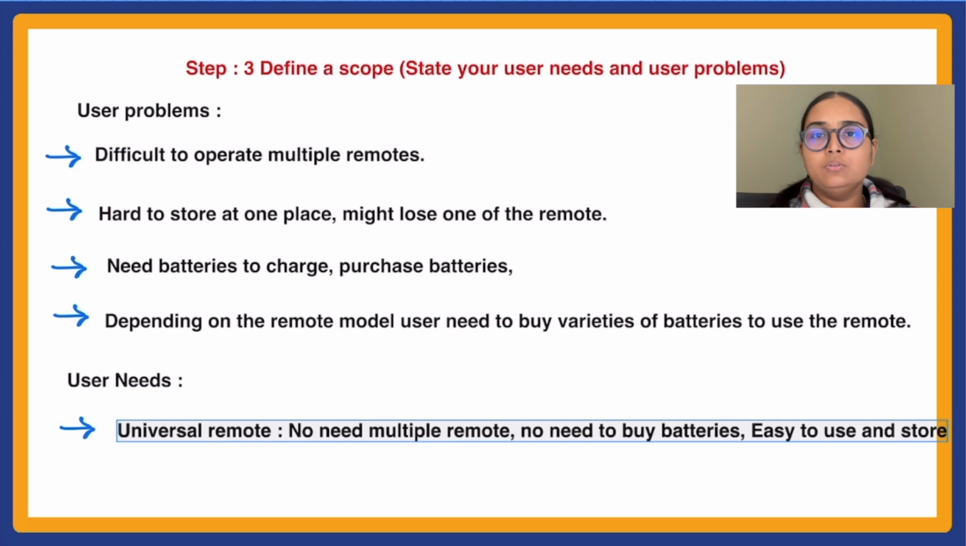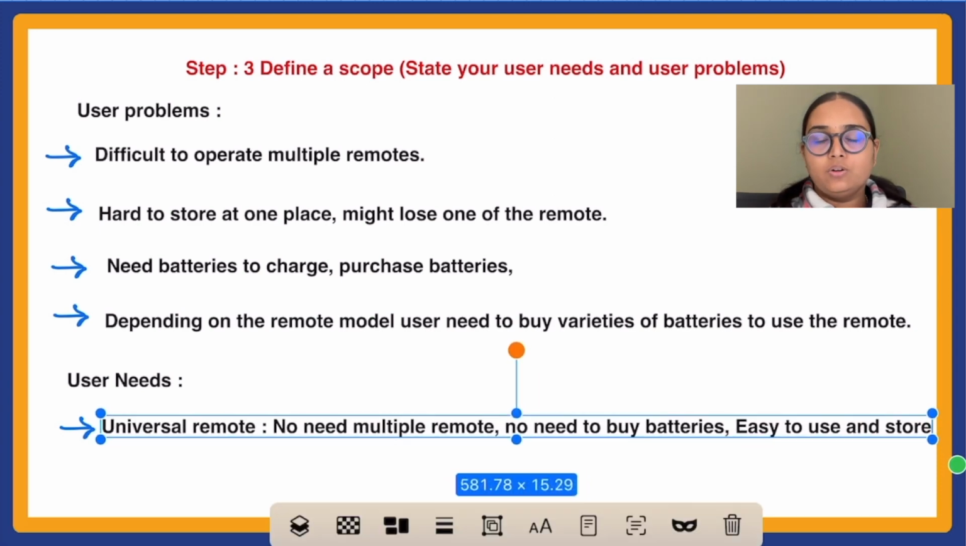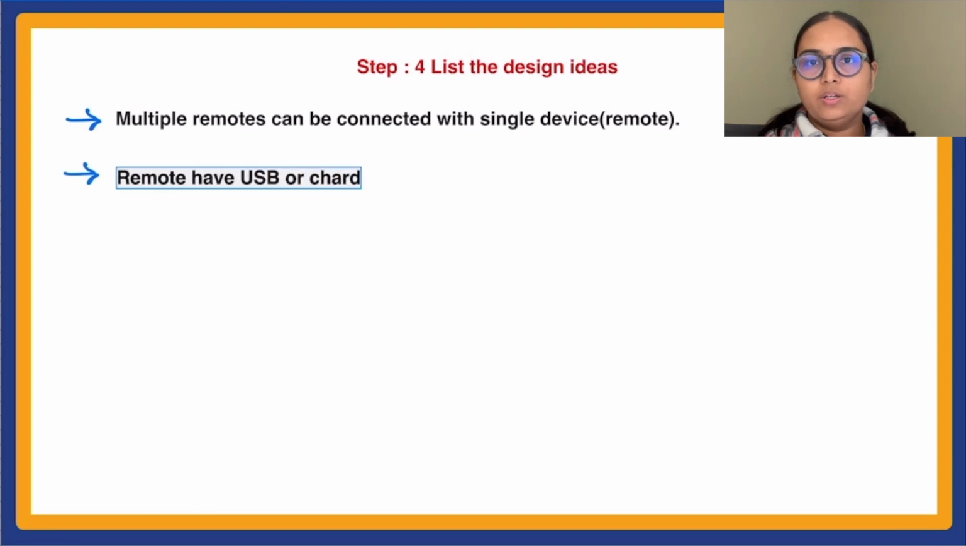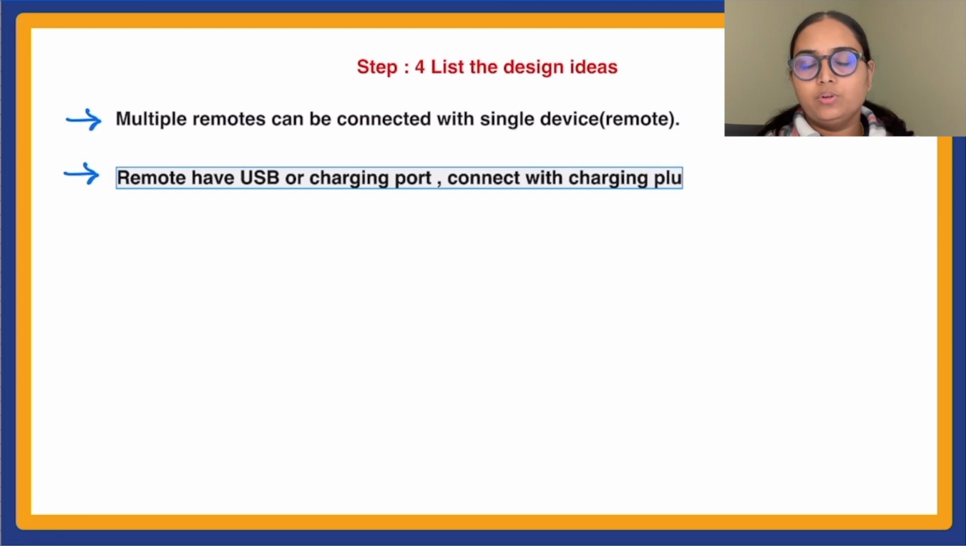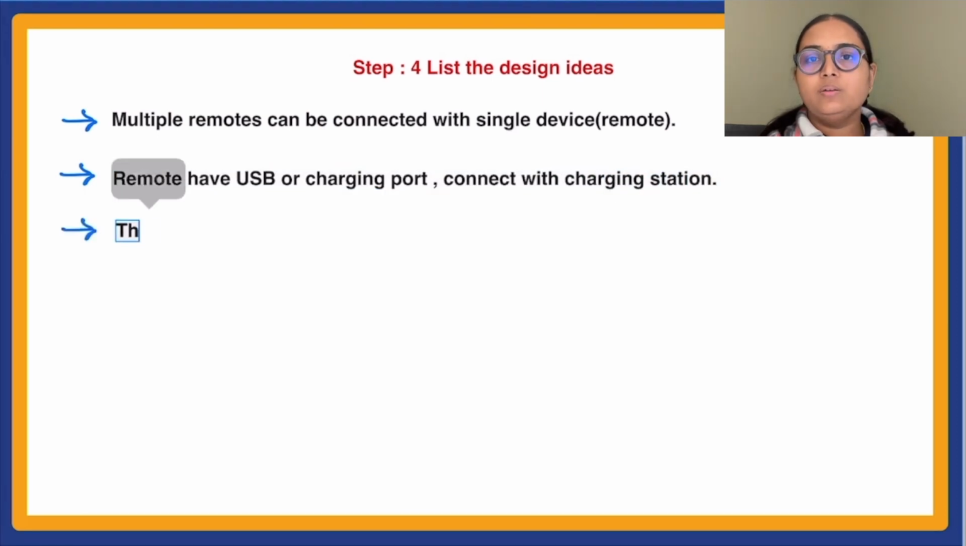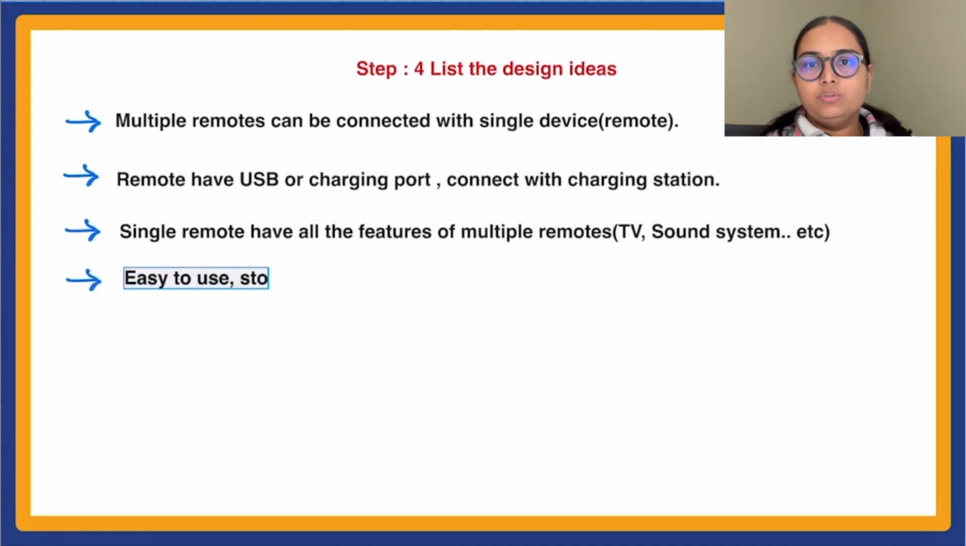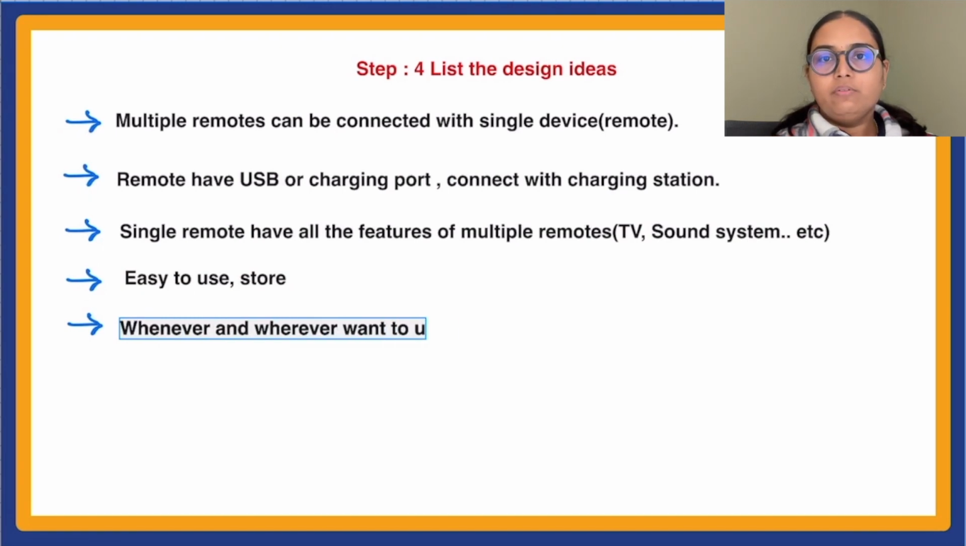Now we are going to work on another step of solving a design challenge, which is a list of design ideas. All the different remotes can be connected with a single device. The single device remote can have a USB or charging plug, so it can connect with the charging port to charge the device. A single remote device can have all the features of different TV remotes as well as sound products at home. The remote device can be easy to use, easy to carry and easy to store. The user can use this device wherever and whenever they want.